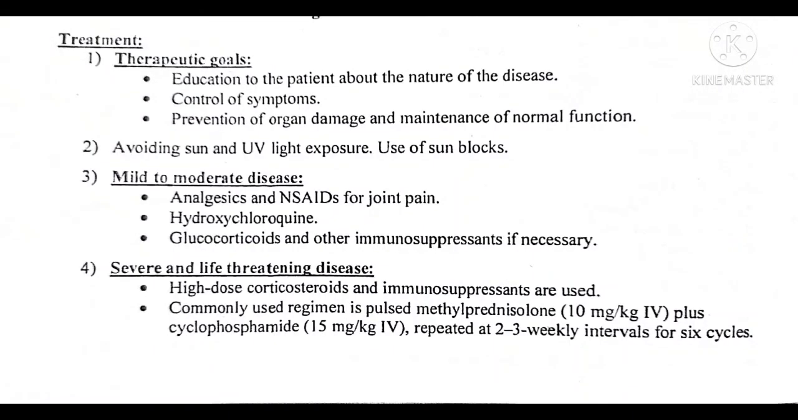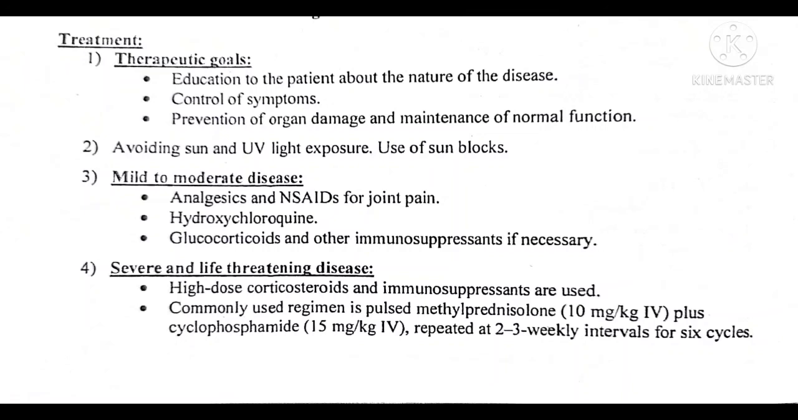The treatment options: one therapeutic goal is giving education to the patient about the nature of the disease, then control of symptoms, and prevention of organ damage and maintenance of normal function. The patient has to avoid sun and UV light exposure. He has to use sunblocks. In mild to moderate disease, analgesics and NSAIDs are given for joint pain.